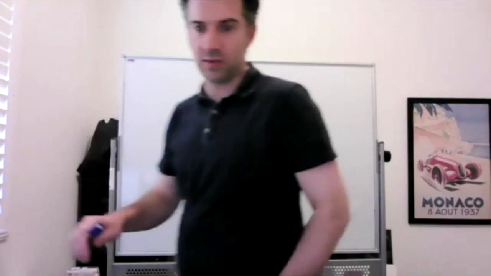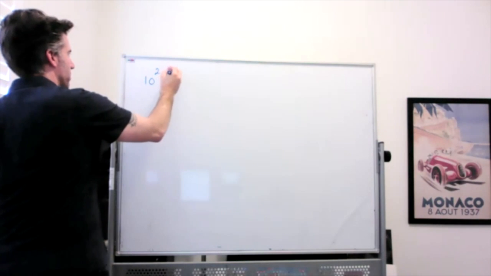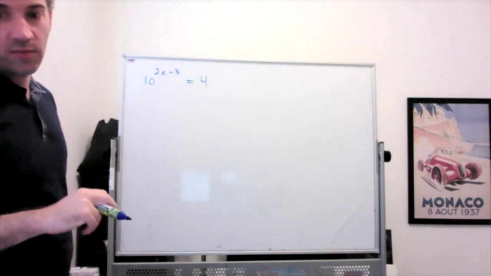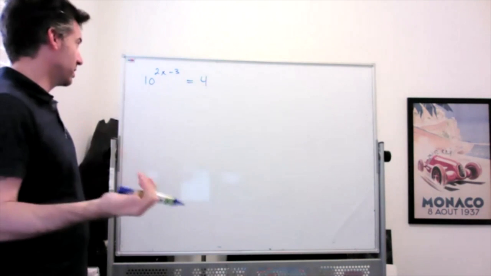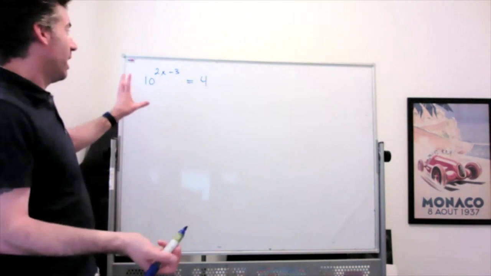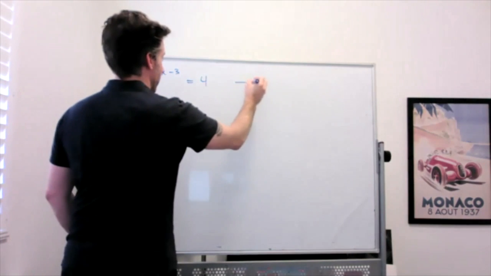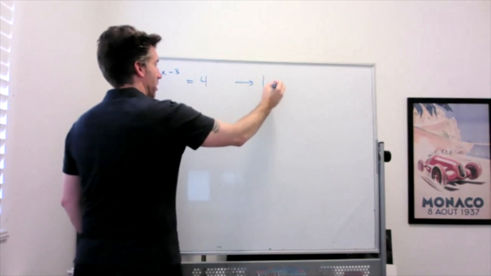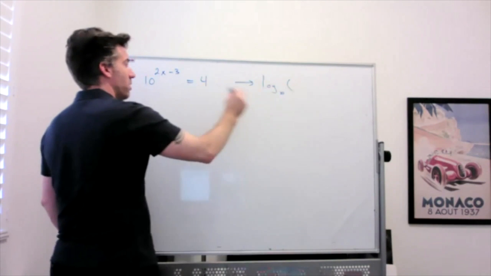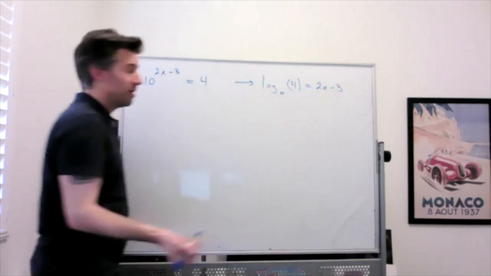So look at this next one. 10 to the 2x minus 3 equals 4. There are a couple ways you can do this problem. You can rewrite it using just a logarithm, right? You can say, I know how to rewrite an exponential as a log. So one way to go is to say, I know my log base 10 of 4 is equal to 2x minus 3. That's one way to go.